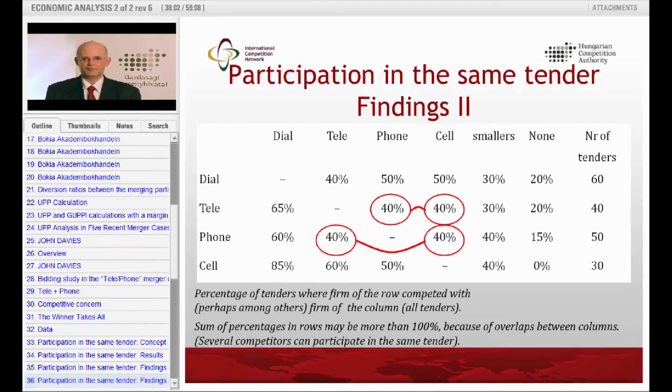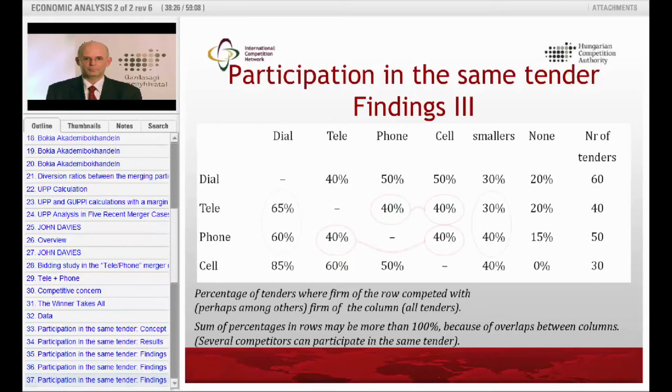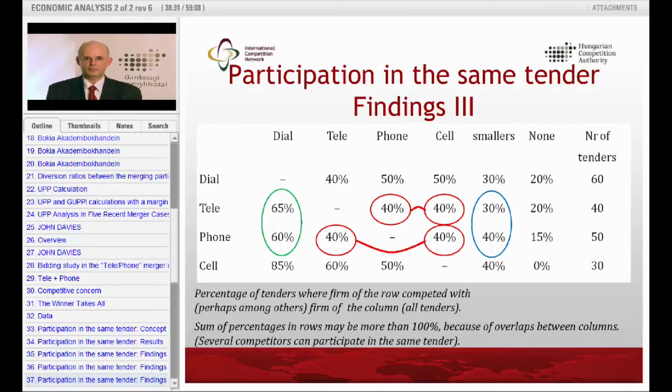The numbers of Phone and Cell in the row of Tele are equal. The same is true for the numbers of Tele and Cell in the row of Phone. This suggests that Cell imposes as much competitive pressure on Tele and on Phone as they impose on each other. It does not matter that Cell has only 10% market share, while Tele and Phone each has 15%. Smaller competitors also seem to impose relatively strong competitive pressure. All these findings suggested that a merger between Tele and Phone would eliminate relatively little competition.